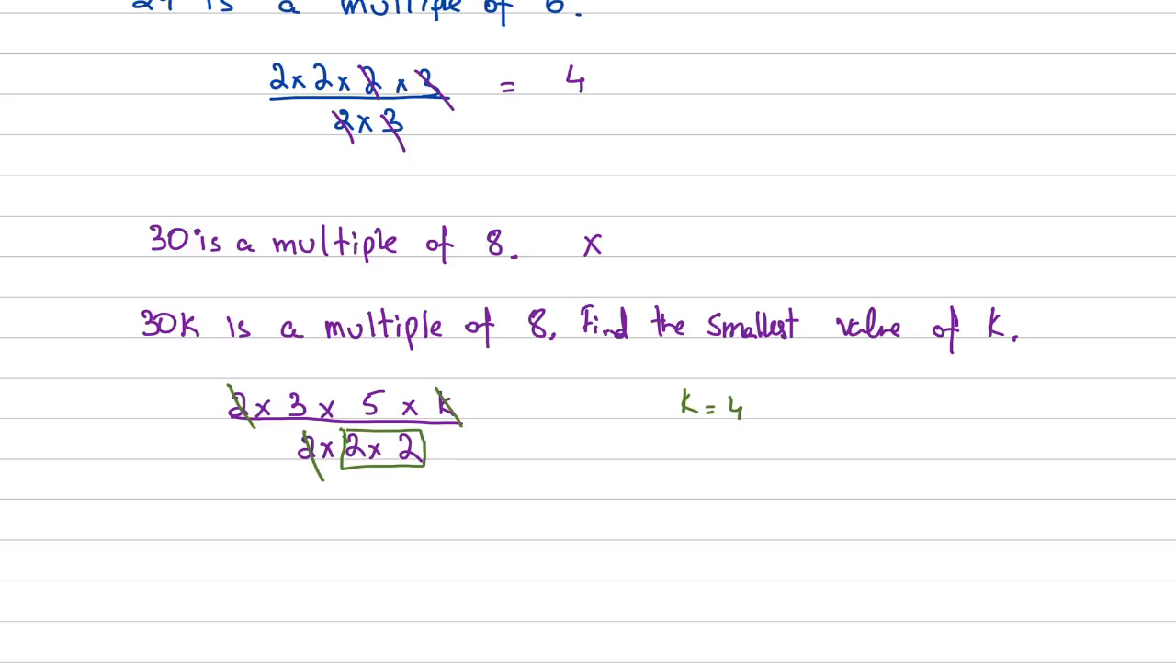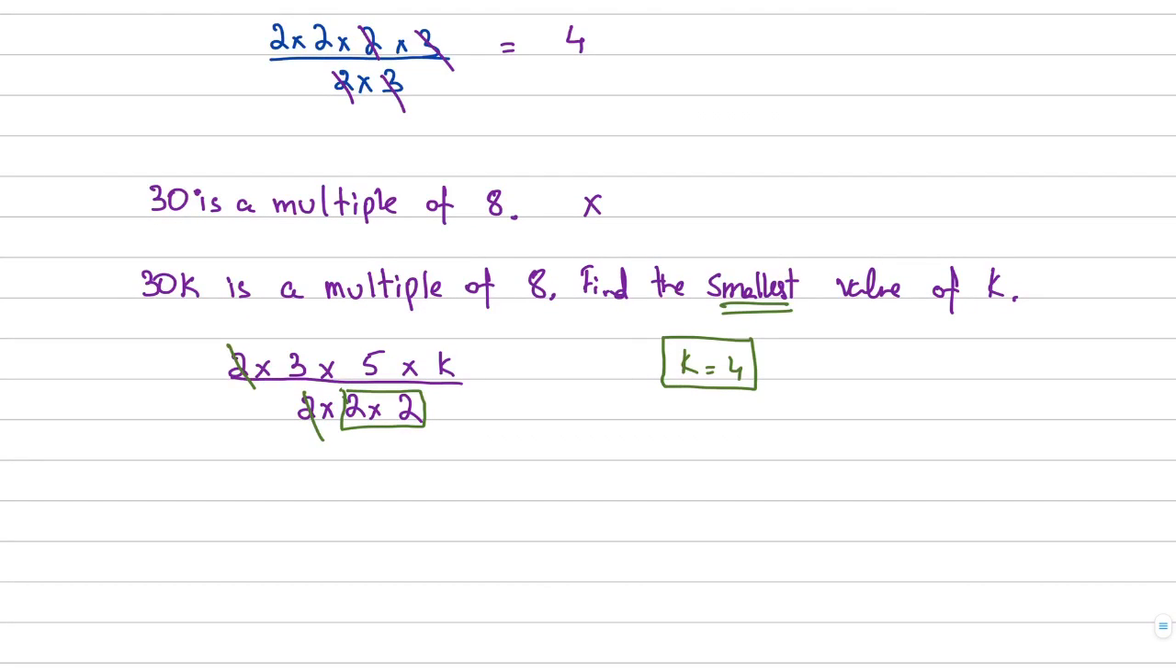But the question has given us a certain condition, and that condition is that we're supposed to find out the smallest value of k. So the smallest value will always be whatever is left in the denominator after you have reduced them. So what is left in the denominator? It's 2 times 2 is left, so the smallest value of k is going to be equal to 4.